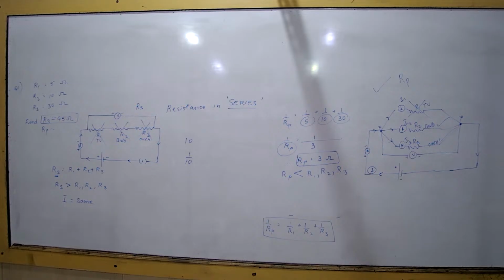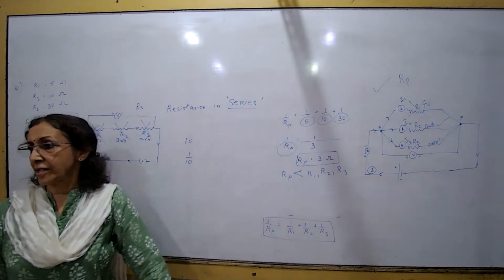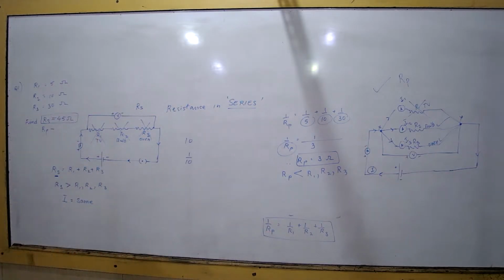When is the RP utilized? In order to decrease the resistance of the entire combination. Is that okay? Look at your textbook here. This paragraph, page number 187, the last paragraph.